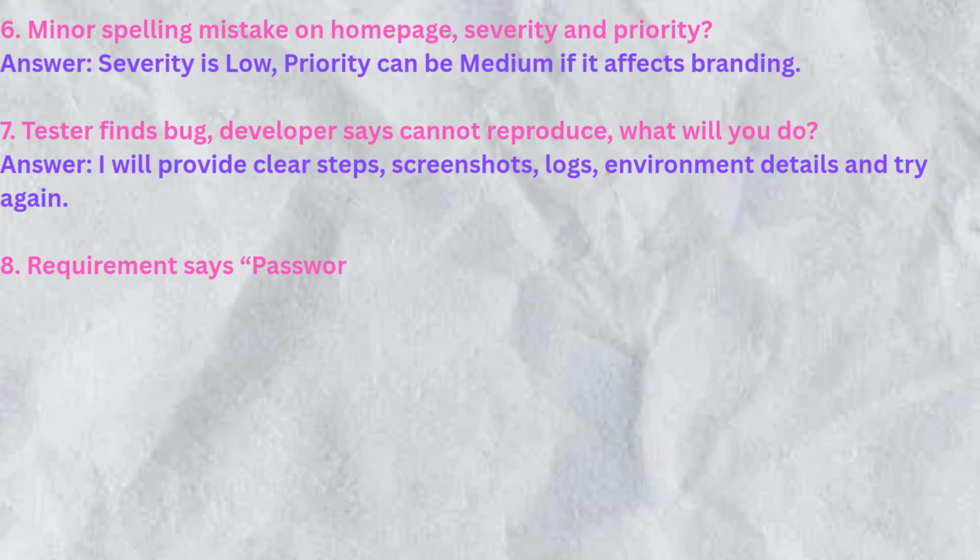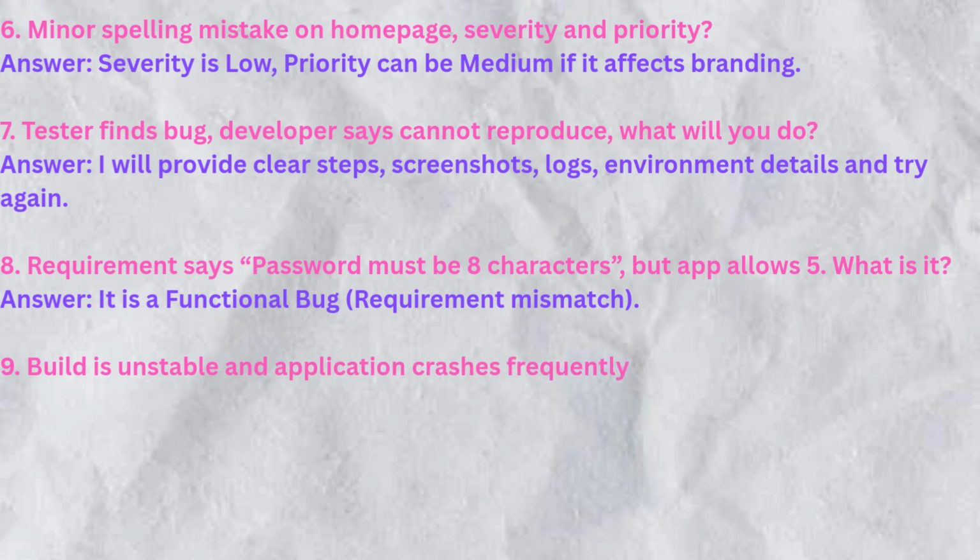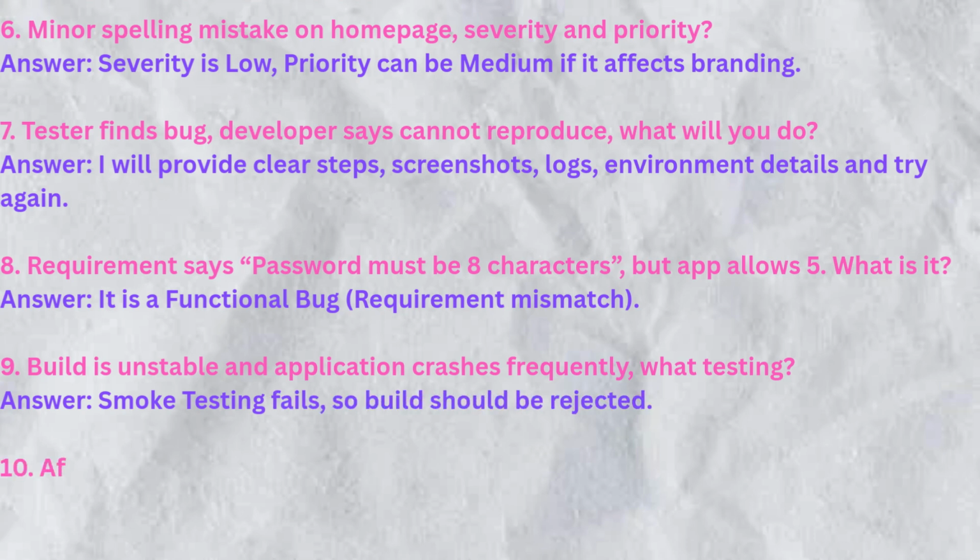Question 8. Requirement says, password must be 8 characters, but app allows 5. What is it? Answer. It is a functional bug, requirement mismatch. Question 9. Build is unstable and application crashes frequently. What testing? Answer. Smoke testing fails, so build should be rejected.